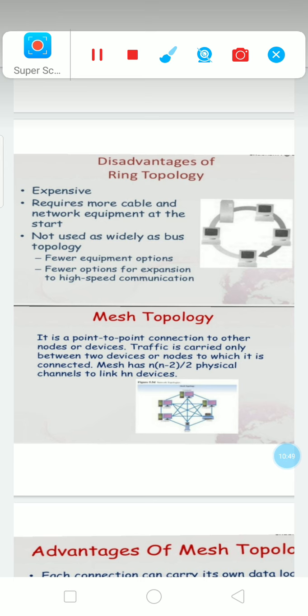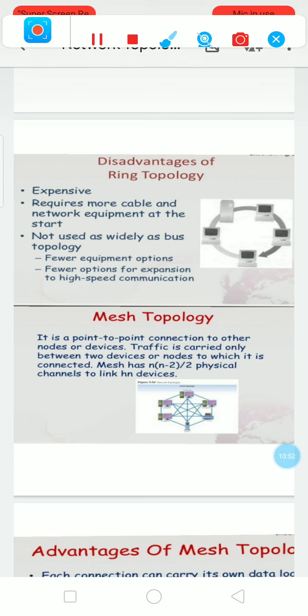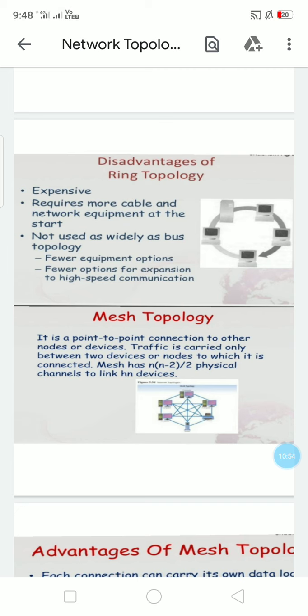There are two types of mesh topology: full mesh topology and partial mesh topology. In a full mesh topology, each computer is connected to all the computers available in the network. In a partial mesh topology, not all but certain computers are connected to those computers with which they communicate frequently.